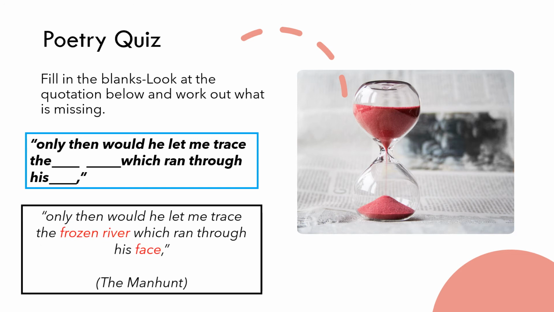So hopefully you would have been able to figure it out. The full quotation is, only then would he let me trace the frozen river which ran through his face. And that is, of course, from The Manhunt. And this is a really important quotation, especially when you think about the theme of war and the relationship between the wife and the soldier that's talked about in here, and that fantastic metaphor there of it being a frozen river that's actually carving the scar that runs through his face. Okay, moving on.